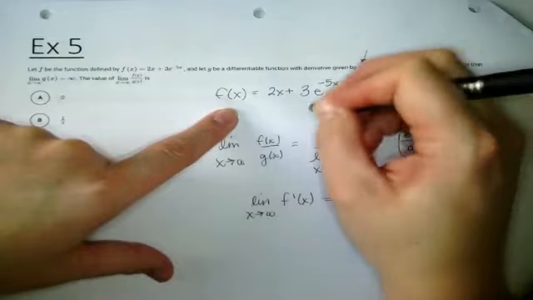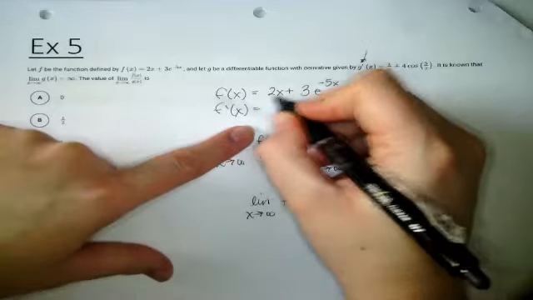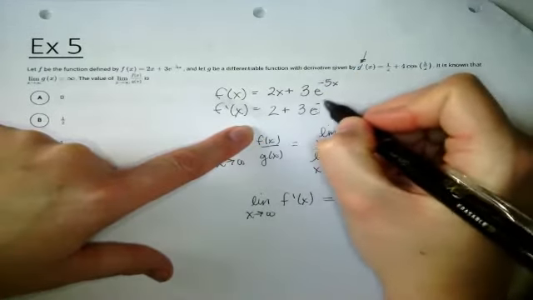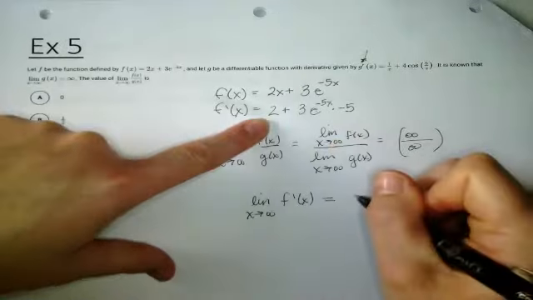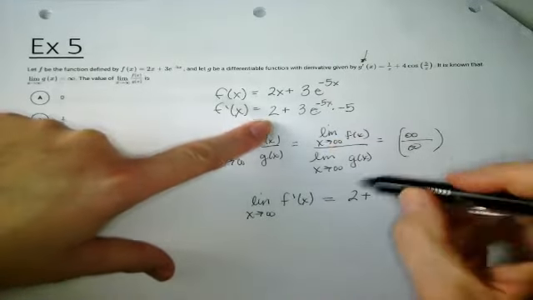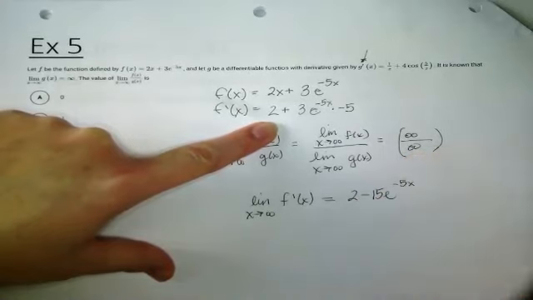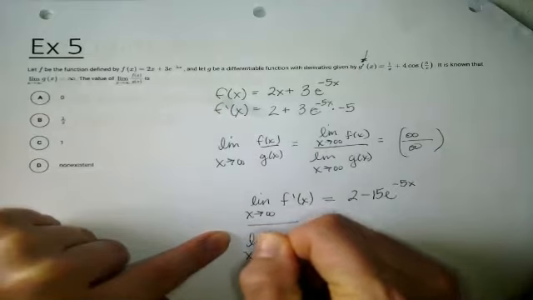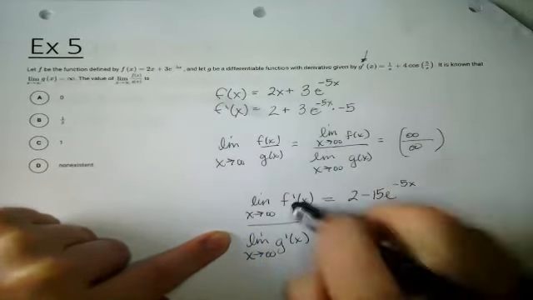The derivative of f of x. Well, the derivative of 2x is 2, and here we would have 3e to the negative 5x times, again, the derivative of the exponent, so that'd be times negative 5. And so to clean that up, we'd have 2 and then a minus 15e to the negative 5x. And then the limit as x approaches infinity of g prime of x.